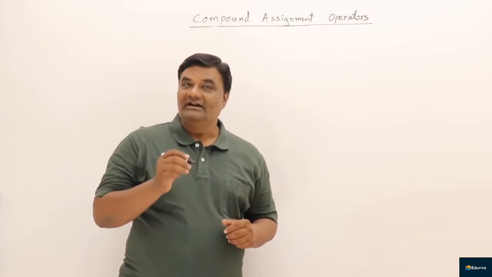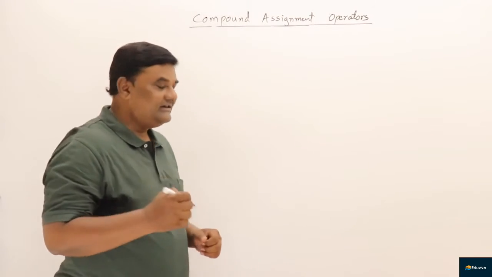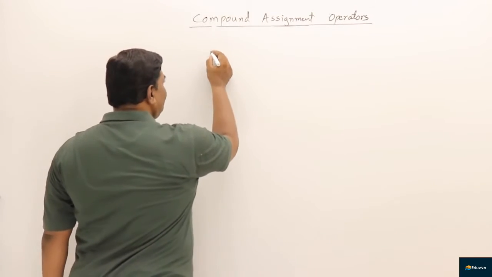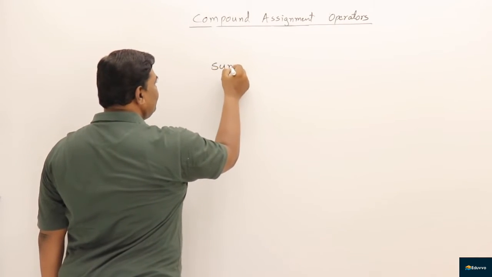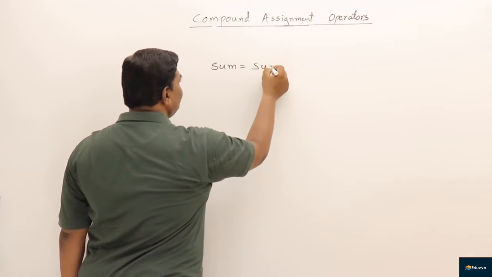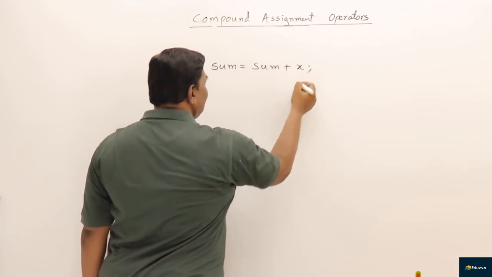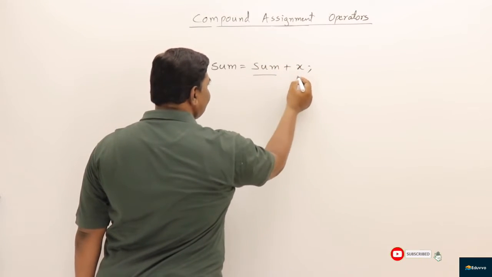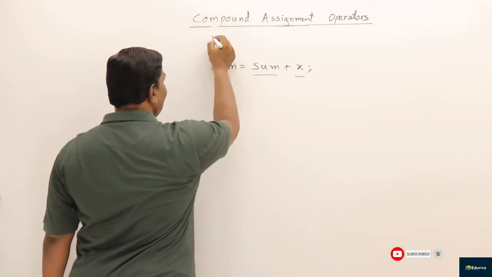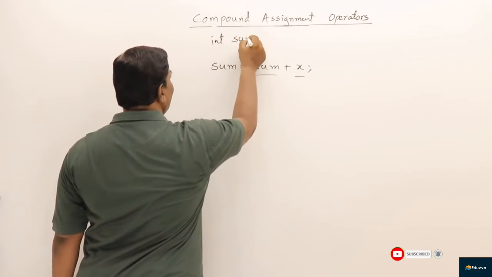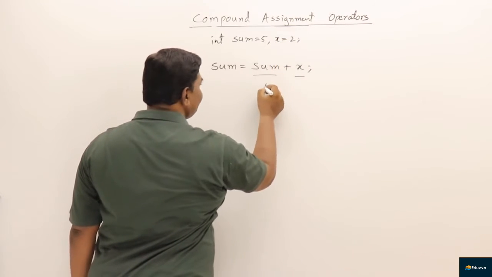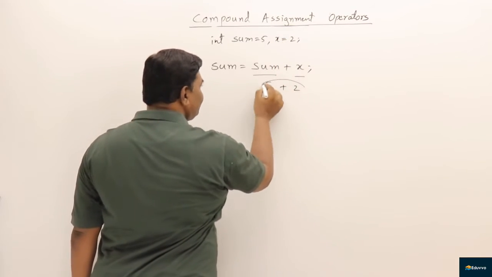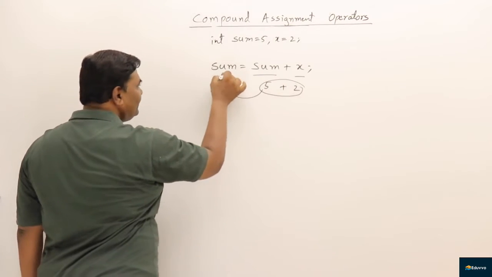Next is compound assignment operators. See, it's a common practice to write statements like this. For example, sum assign sum plus x means whatever the value of sum is, x is added to it. Suppose sum is 5 and x is 2. So this is 5 plus 2. Then where should the result be stored? It is stored in sum.